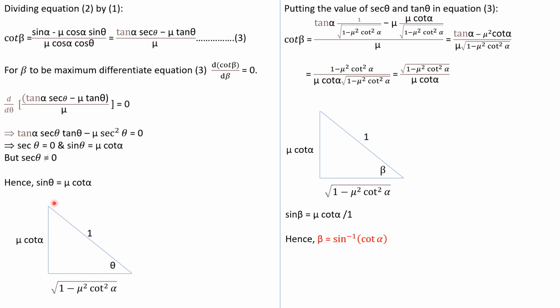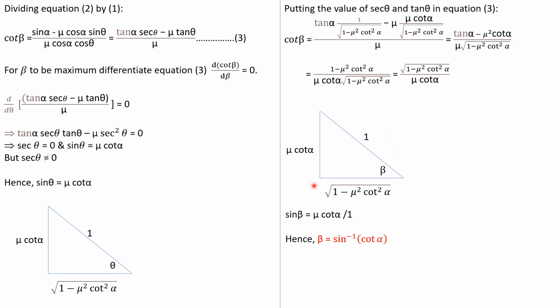We have shown it here for simplification in a right angle triangle, where this angle is theta. We know that sin theta is equal to perpendicular by hypotenuse. So this perpendicular is mu cot alpha, and the hypotenuse is 1, because mu cot alpha divided by 1 is mu cot alpha. So the base will be the square root of hypotenuse squared minus perpendicular squared, so this will be the square root of 1 minus mu square cot square alpha. Now we will put the values of sec theta and tan theta in equation 3 to find cot beta. Upon solving, we get the square root of 1 minus mu square cot square alpha, divided by mu cot alpha.